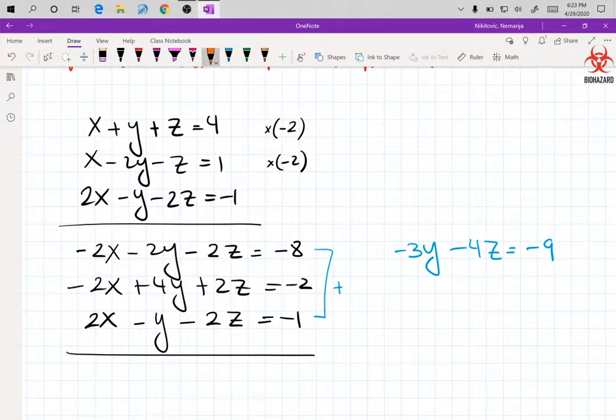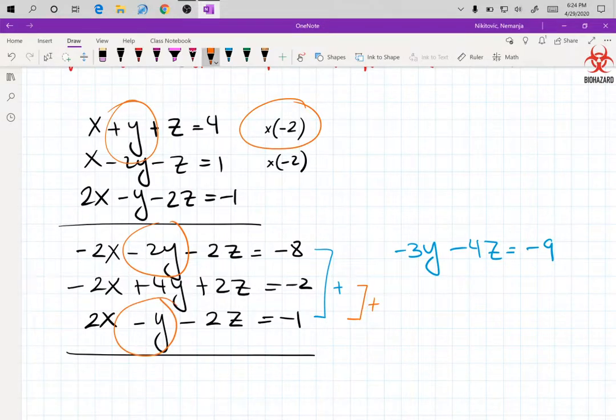The next pair is going to be the second and third equation, and that's going to be orange. I'm not sure what the 2y is for. When you multiply y by -2, you get -2y, and then when you add -2y plus y, you get -3y. So there is no positive 2y anywhere.